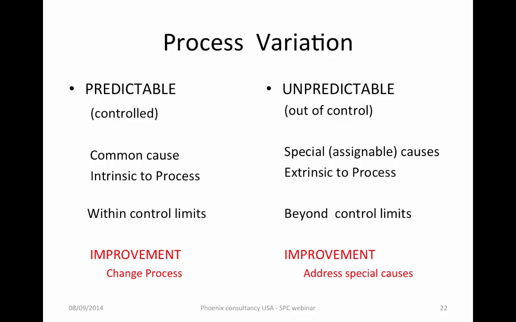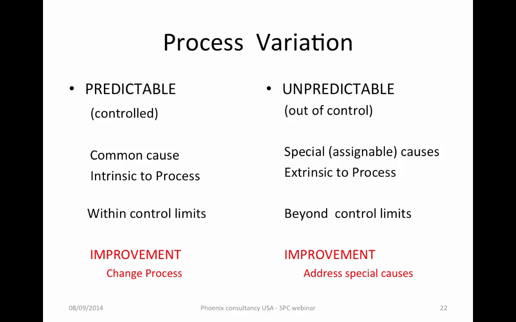Variation within a process can be classified into 2 types. In a predictable process, that is a process that is in control, the data points lie within the upper and lower control limits. This is often referred to as common cause variation and is intrinsic to the process. Because the variation within a predictable process indicates its capability, improvement of a predictable process requires changing the entire process rather than trying to seek assignable causes for each of the data points.